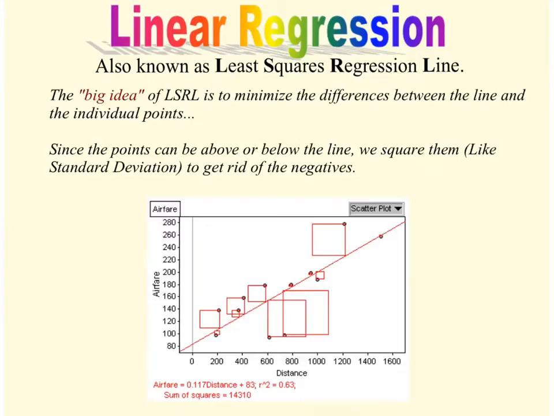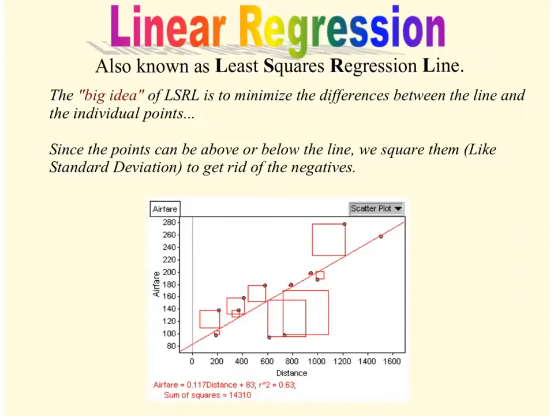In this video, we're going to talk about linear regression and how we can use points to find an equation that will fit those points, what that equation means, and how we can use it. So linear regression is also known as the least squares regression line, or LSRL. That's how you'll often see it written, as LSRL.